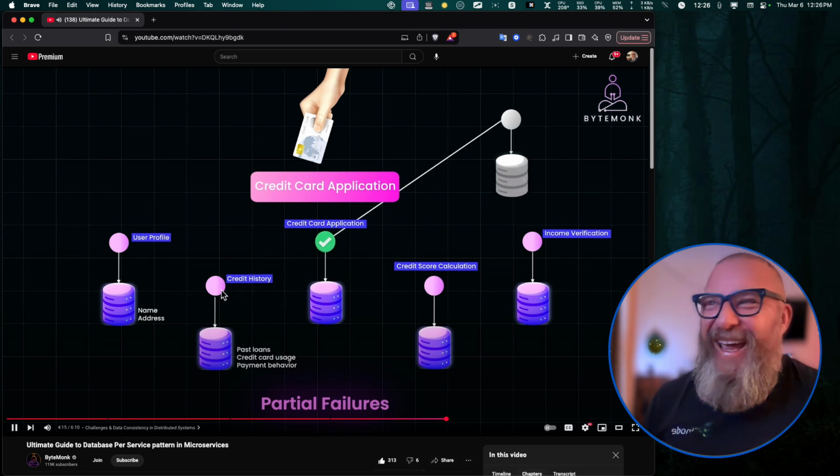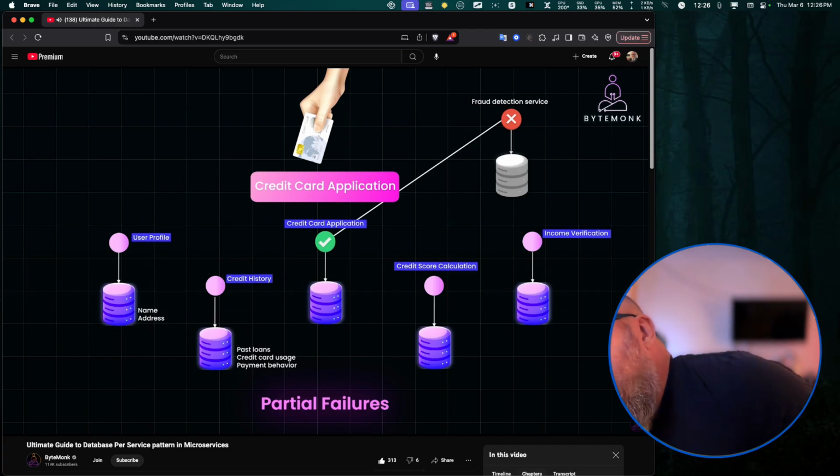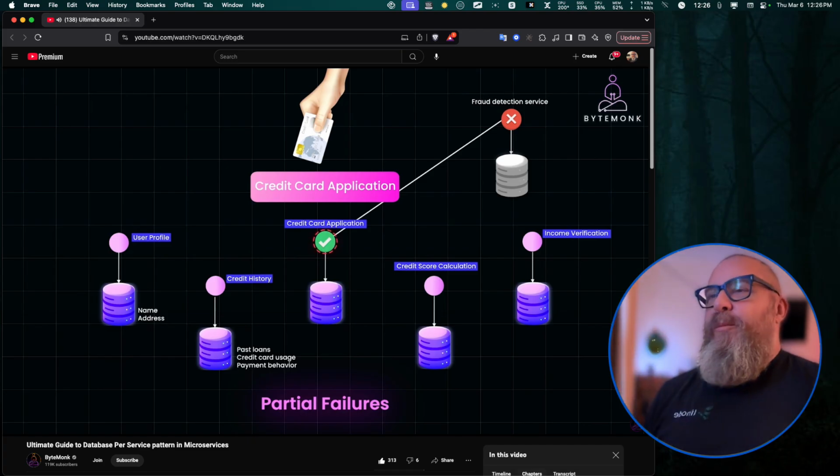Also, imagine the user applies for a credit card and gets initial approval. However, a final check with an external fraud detection service, say integrated with credit card application service, flags the application as potentially fraudulent. So if the credit card application service fails to update its database and communicate this to other services, the user might mistakenly assume that the application was successful.